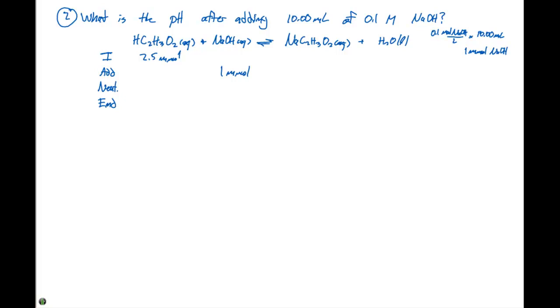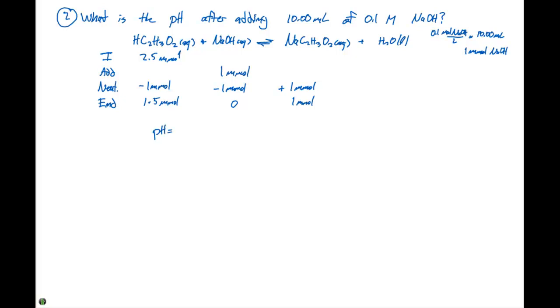In the neutralization step, we're going to use up this 1 millimole because we have 2.5 millimoles of H plus and only 1 millimole of OH minus. So one of these millimoles is going to be neutralized. We're going to end up with 1.5 millimoles of acetic acid. There isn't going to be any sodium hydroxide left, but in that neutralization step, we're going to produce 1 millimole of sodium acetate. So we get 1 millimole of sodium acetate left.